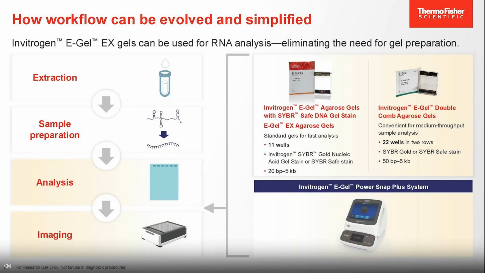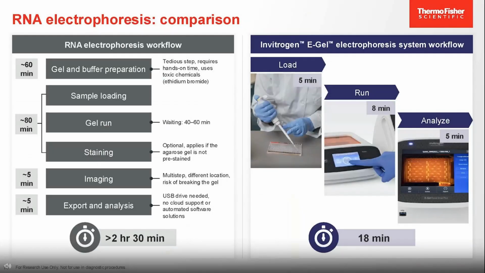In this case, we are very lucky that eGel EX agarose gels can be applied to analyze RNA samples in a very, very fast manner, much faster than the traditional methods. So we have two of them available. One is the eGel agarose gel with 11 wells, and the other one is with 22 wells for very fast analysis. Both of them can be run on either the eGel PowerSnap Plus or the smaller eGel PowerSnap systems.